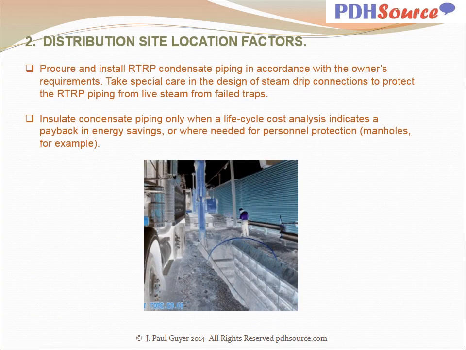Procure and install RTRP condensate piping in accordance with the owner's requirements. Take special care in the design of steam drip connections to protect the RTRP piping from live steam from failed traps. Insulate condensate piping only when a life cycle cost analysis indicates a payback in energy savings or where needed for personnel protection, such as in manholes.